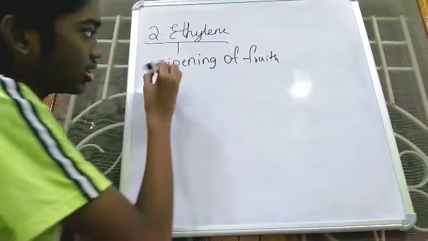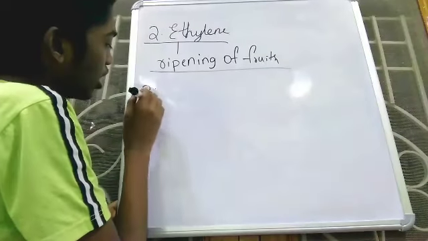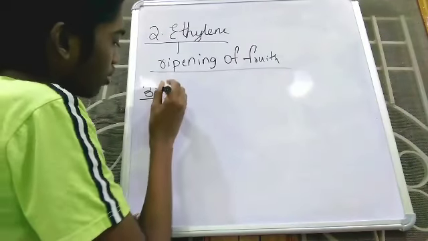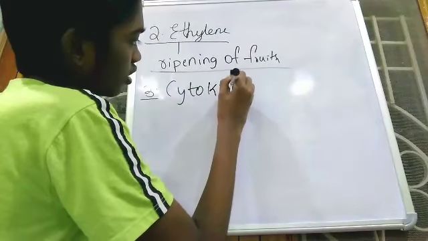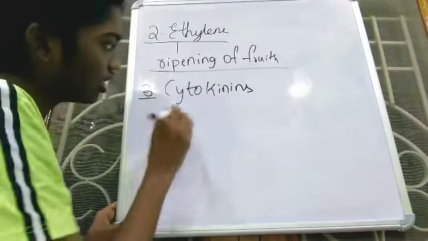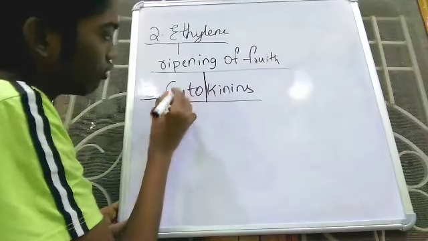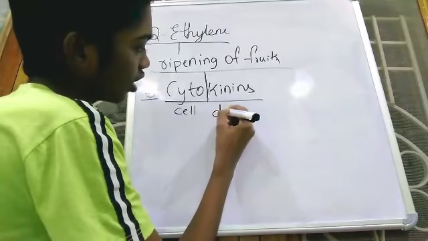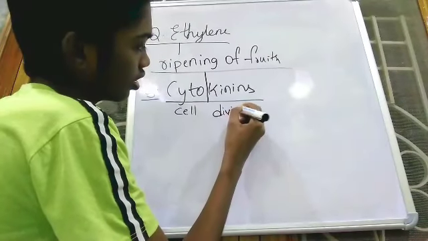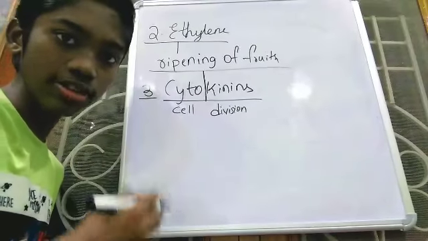You have to remember this is a single point, ripening of fruits by the plant hormone ethylene. Now the next plant hormone is cytokinins. In the word cytokinins, we know that cyto means cell and kinins means division. Cytokinins means cell division. It helps in the process of cell division.